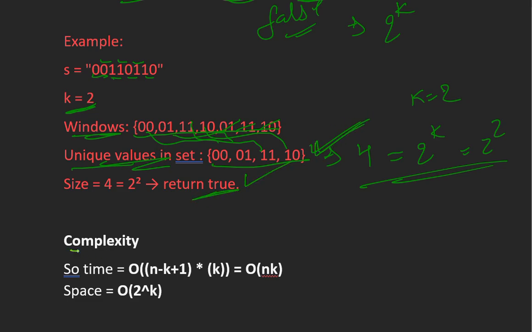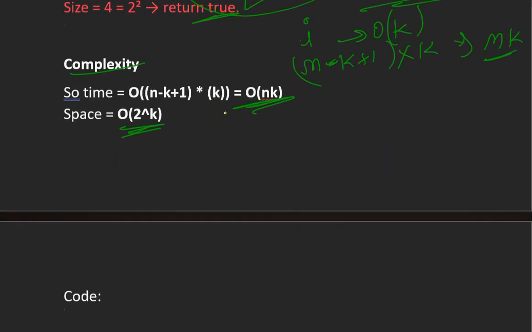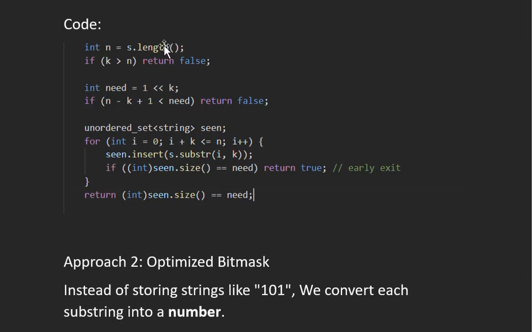So if you see the complexity of this approach, from every index i we are finding a substring of size k, so it will take big O of k, and this we are doing for n minus k plus 1 windows. So the time complexity is (n minus k plus 1) times k, so we can write it as big O of n times k, right? And the space complexity is big O of 2 to the power k, as we are storing 2 to the power k unique substrings in the set. So let's see the code.